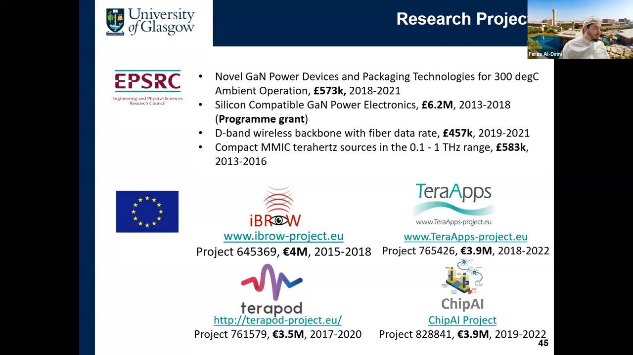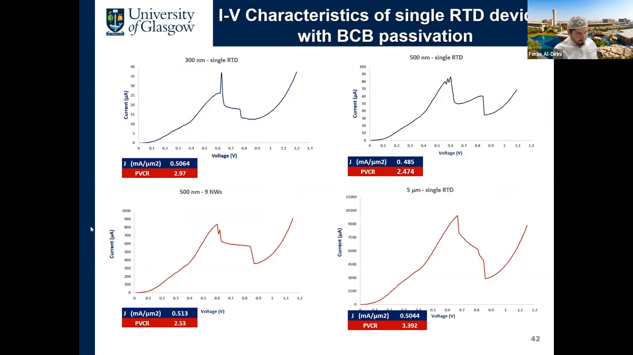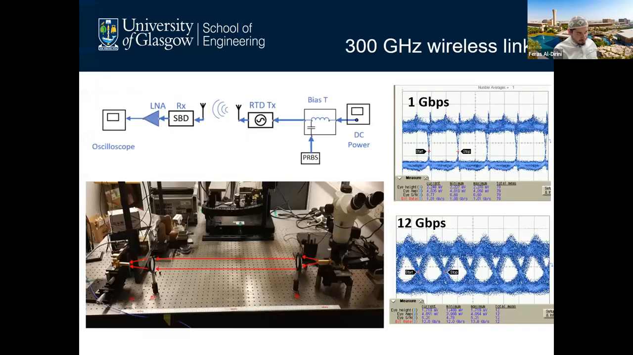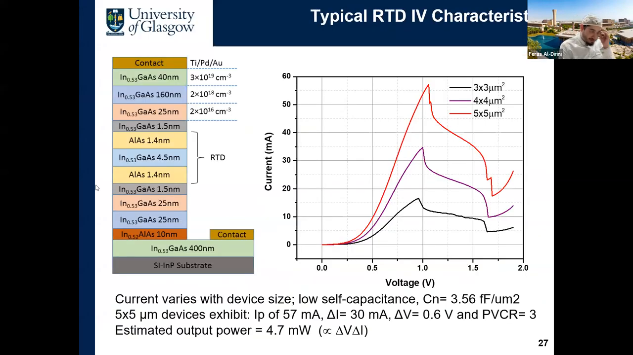Until then, I have a couple of questions, Dr. Abdullah, if you allow me. Very exciting presentation. Would you mind going to slide number 27, where we have the structure of the RTD? This one. I was wondering, Dr. Abdullah, can you comment on these multiple layers? Are these for the contacts, the ones above the RTD and below? Are these for ohmic contacts, or do they have a different purpose?